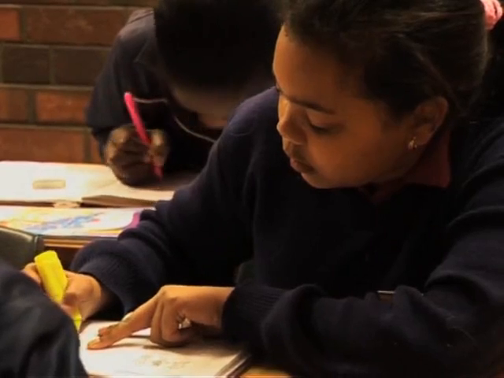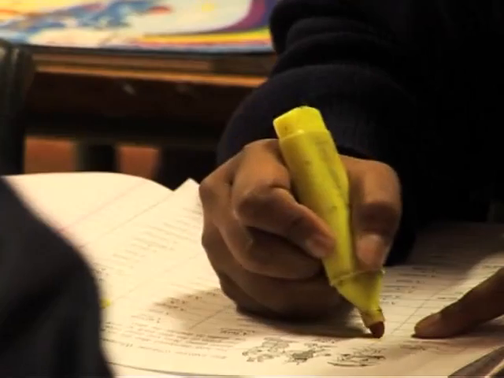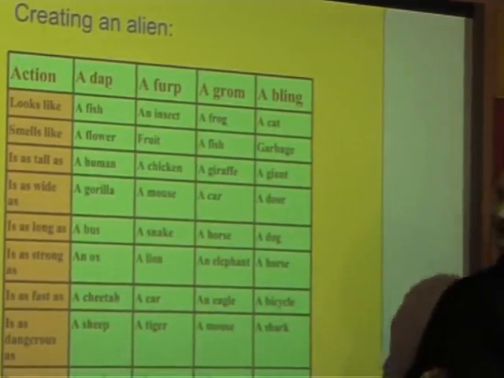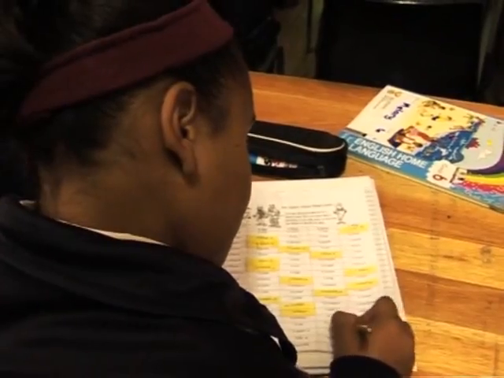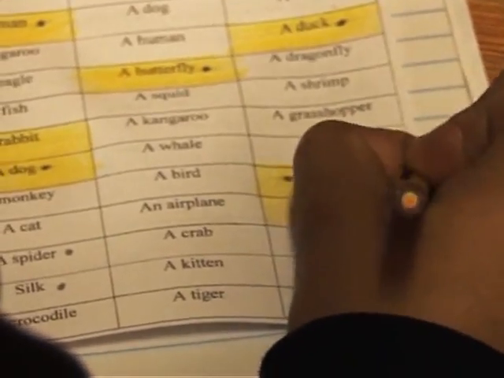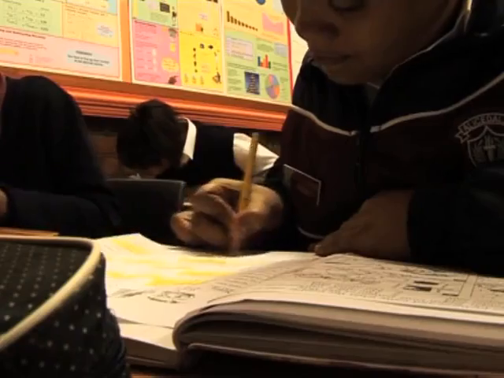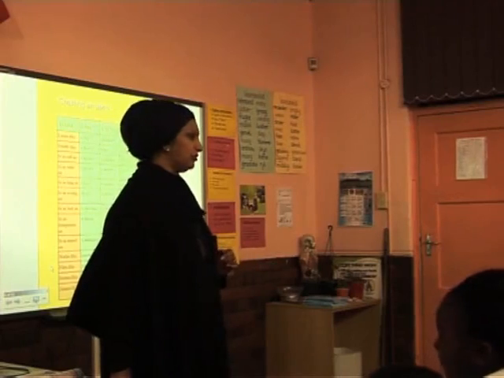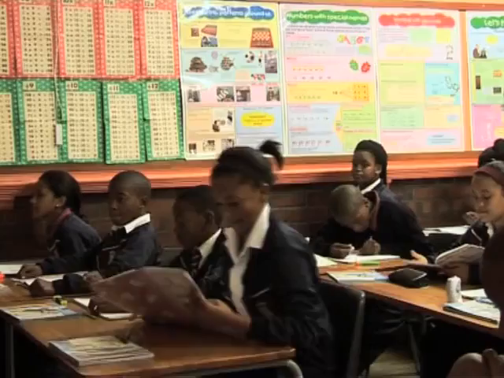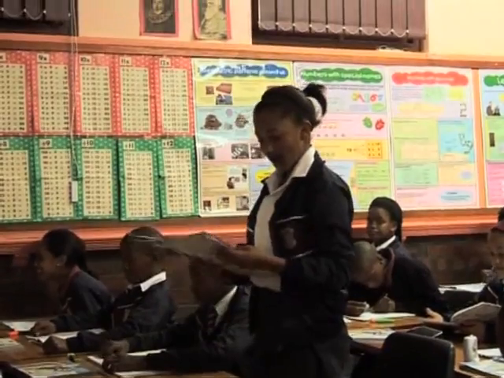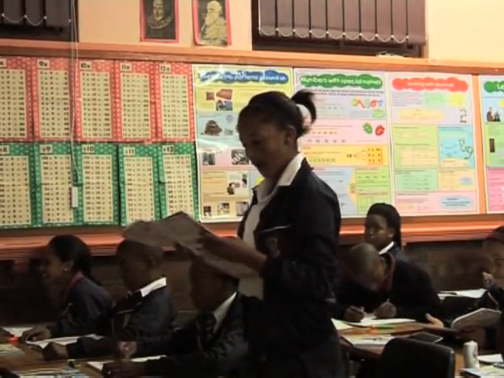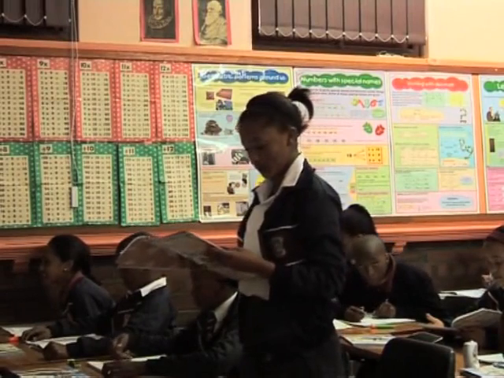Go on to the next one. My alien smells like garbage. So you shade in that part. And we go all the way through until the last description of your alien. I want you to read to the class your description of your alien. We'll start with Helen. My alien looks like a cat. My alien smells like garbage.